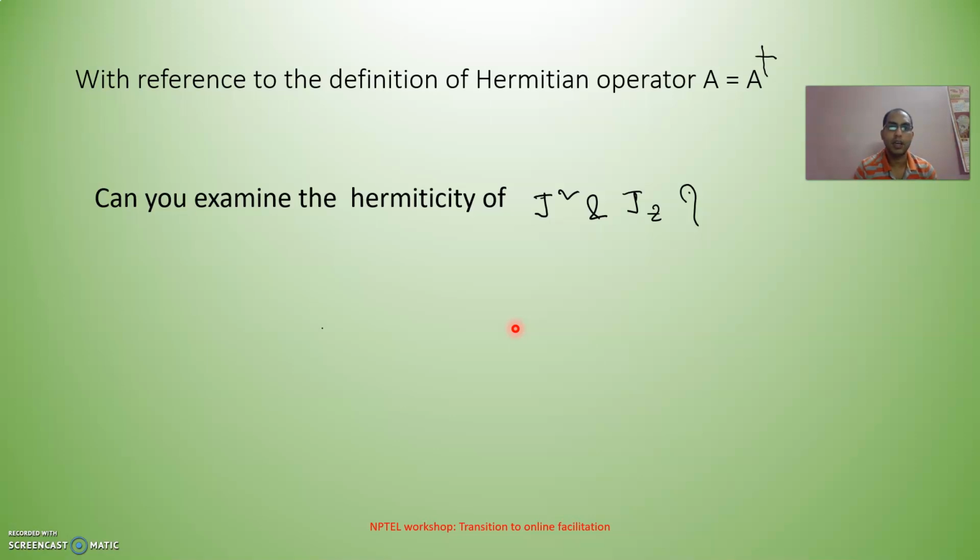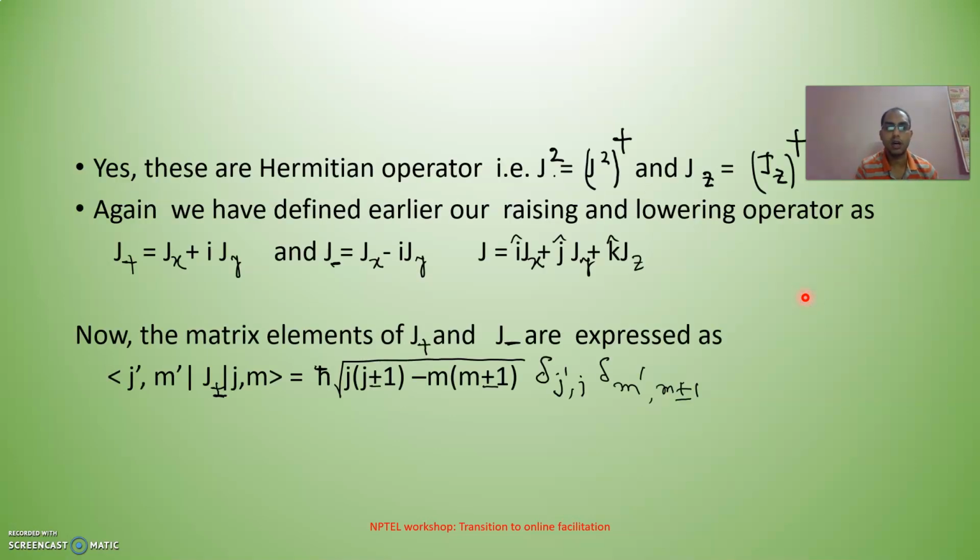Now, with the definition of a Hermitian operator, A equal to A dagger, can you examine the hermiticity of j square and jz? Can you tell me whether j square and jz are Hermitian or not? Think about this. I hope in your mind you have found the logic. These are Hermitian operators, because j square is equal to j square dagger and jz is equal to jz dagger. So from these we can say that these two operators are Hermitian operators.